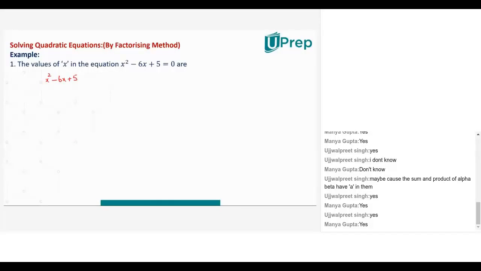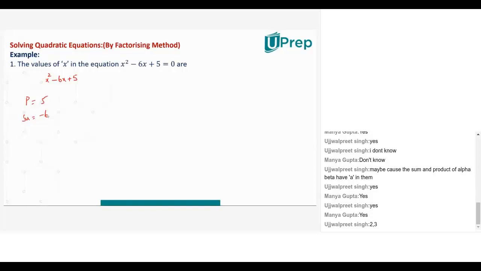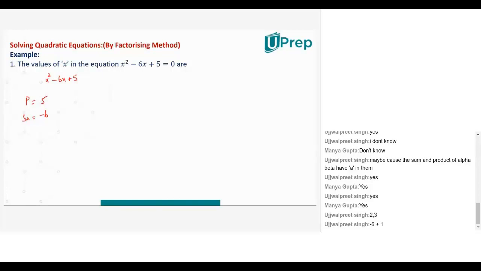How do I factorize? Remember your 7th, 8th classes? I need two numbers whose product is 5 and the sum is minus 6. Can you suggest me two numbers whose product is 5 and the sum is minus 6? Tell me two numbers whose product is 5 and sum is minus 6.